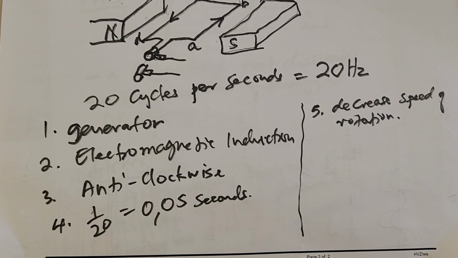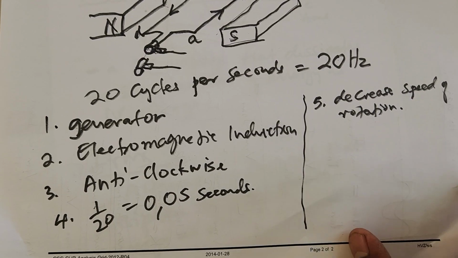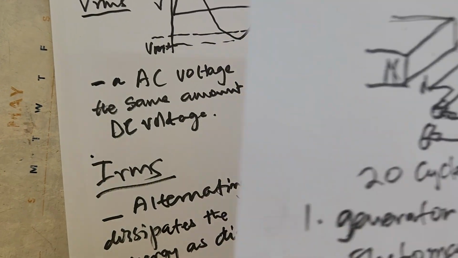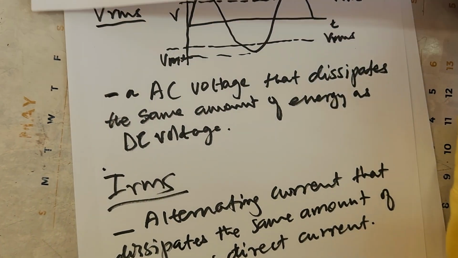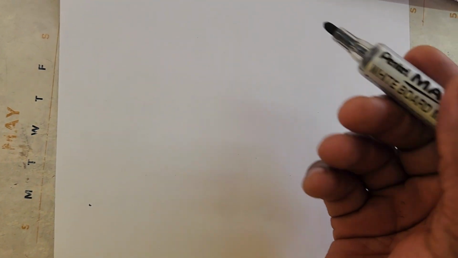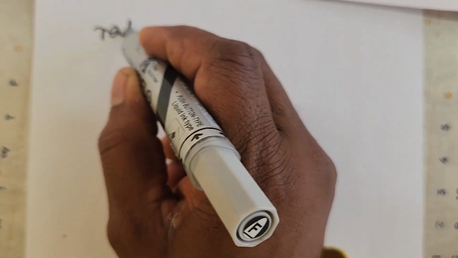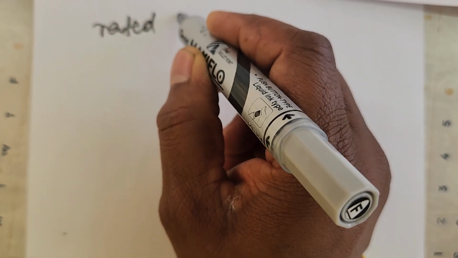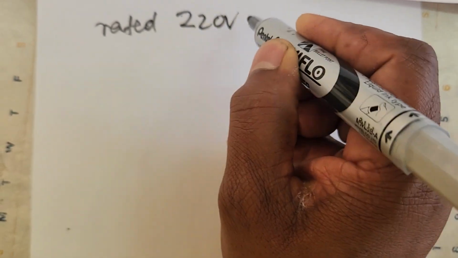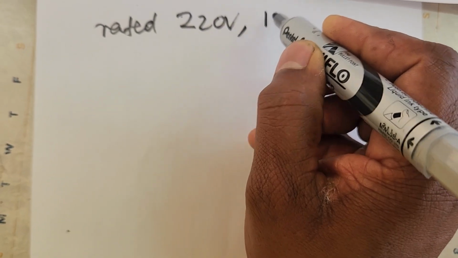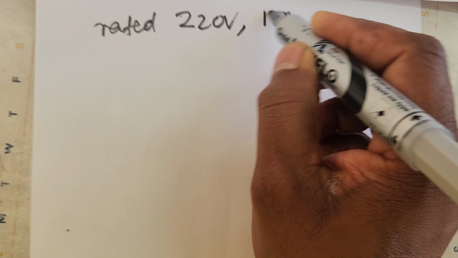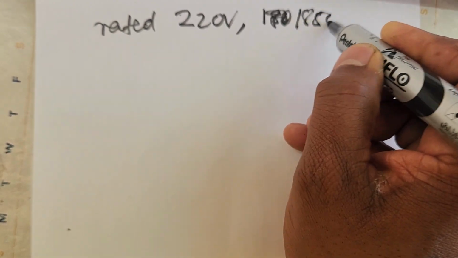Now we have a new one, an electrical device, which is a subsequent question from this. The electrical device is rated 220 volts and 1850 watts. Let's pause and solve this one when we come back.